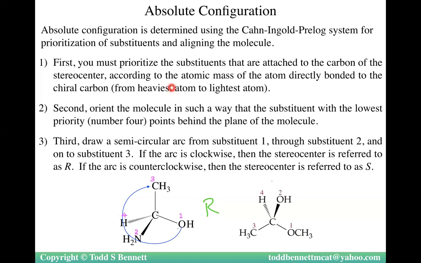Okay, so first prioritize, check, done. Second, align the molecule in a way where number 4 is in back. Well, luckily, 4 is in back for me. So the structure was already done. Sometimes we get lucky that way. And last, draw a circle from 1 through 2 to 3. So if I do that, it is counterclockwise. So in this case, it is an S center.